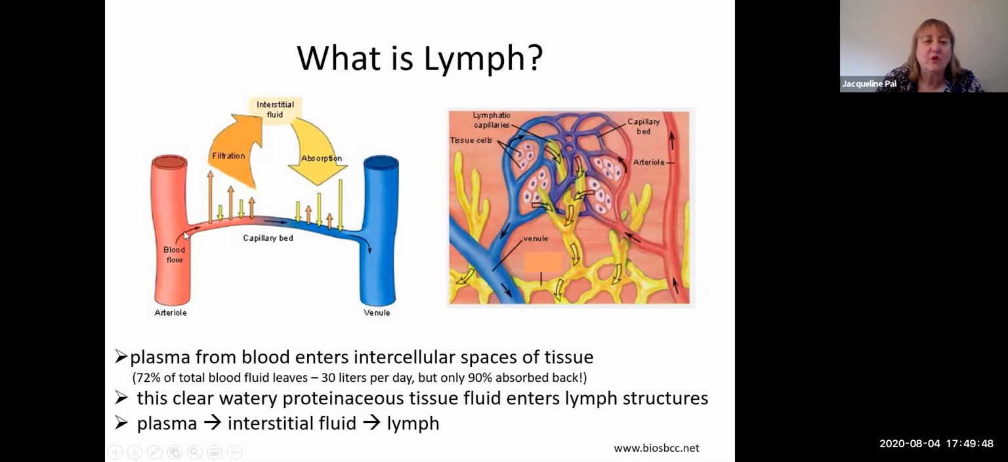When the fluid starts out in the blood, we call it plasma. When it's in the interstitial space, we're going to call it interstitial fluid. And then when that interstitial fluid enters inside lymphatic structures, we're now going to call it lymph. So it's the same thing, but as it moves, it has a name change. Just think of it as a street continuing on, and then it has a name change.